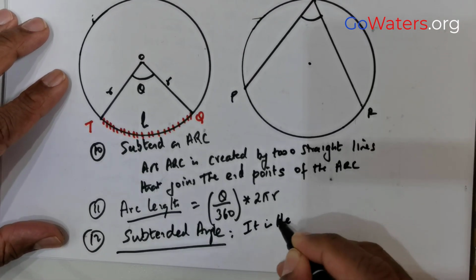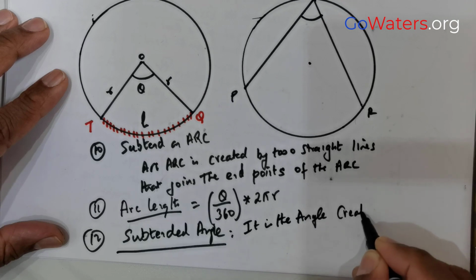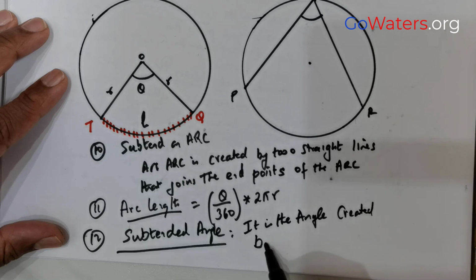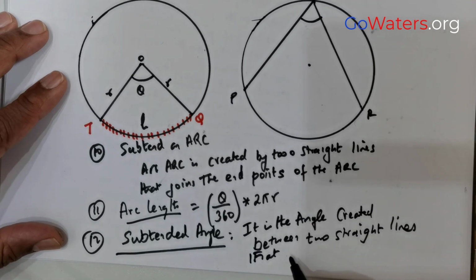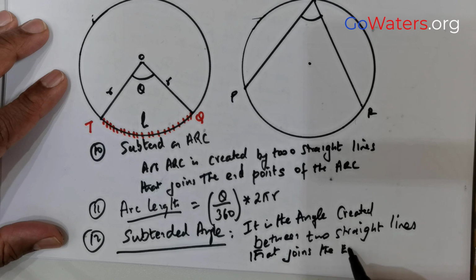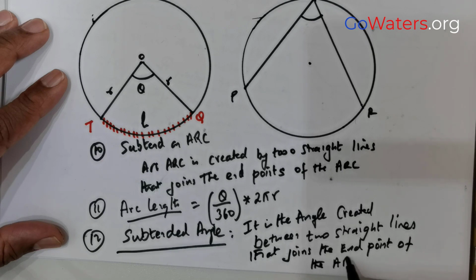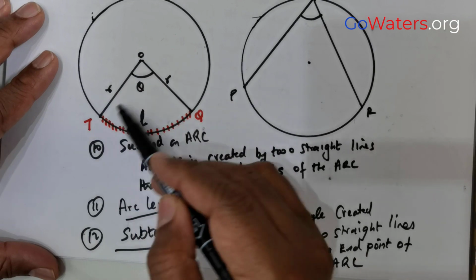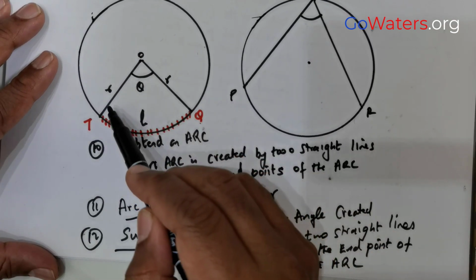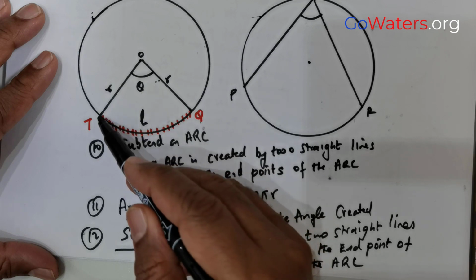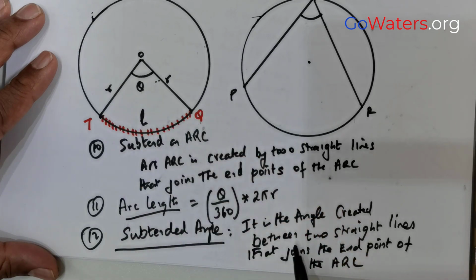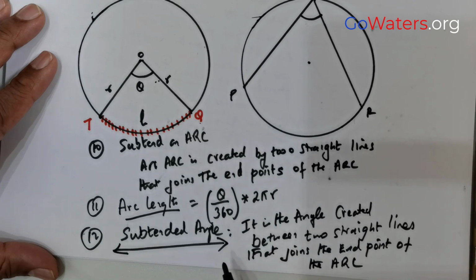It is the angle created, right? That's an important word, between two straight lines that join the end points of the arc. So in this case, two straight lines OT and OQ are creating this theta between them, and what exactly do these lines do? They are basically joining the end points of the arc. So that is the understanding of subtended angle.